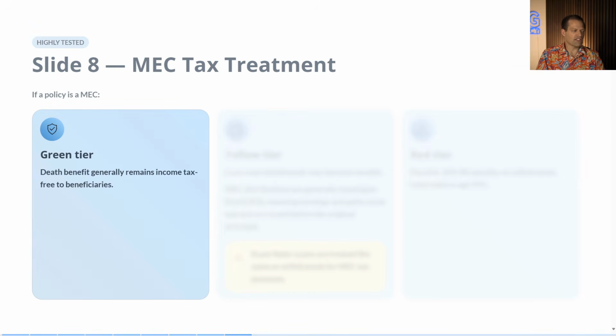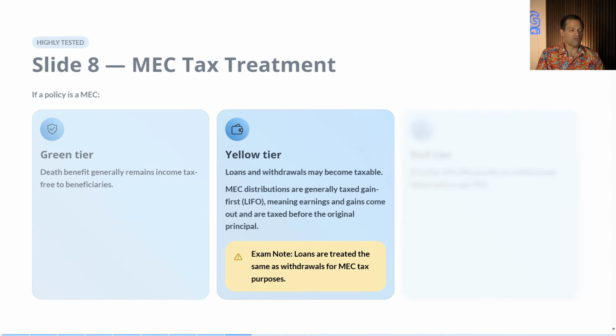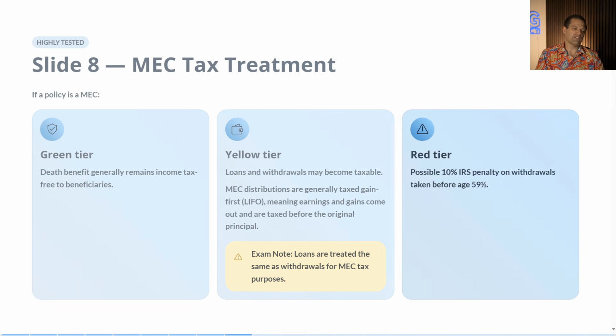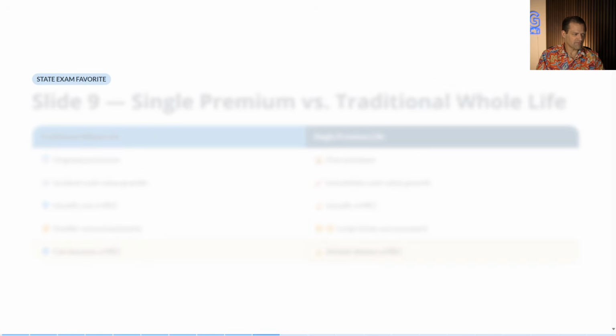So a little bit of tax treatment here. There's a green tier where death benefits remain generally income tax-free to beneficiaries. There's a yellow tier where loans and withdrawals may become taxable. MEC distributions are generally taxed gain first, so last in, first out, meaning earnings and gains come out and are taxed before the original principal. And also note that loans are treated the same as withdrawals for MEC tax purposes. And then the red tier: a possible 10% IRS penalty on withdrawals taken before age 59 and a half.